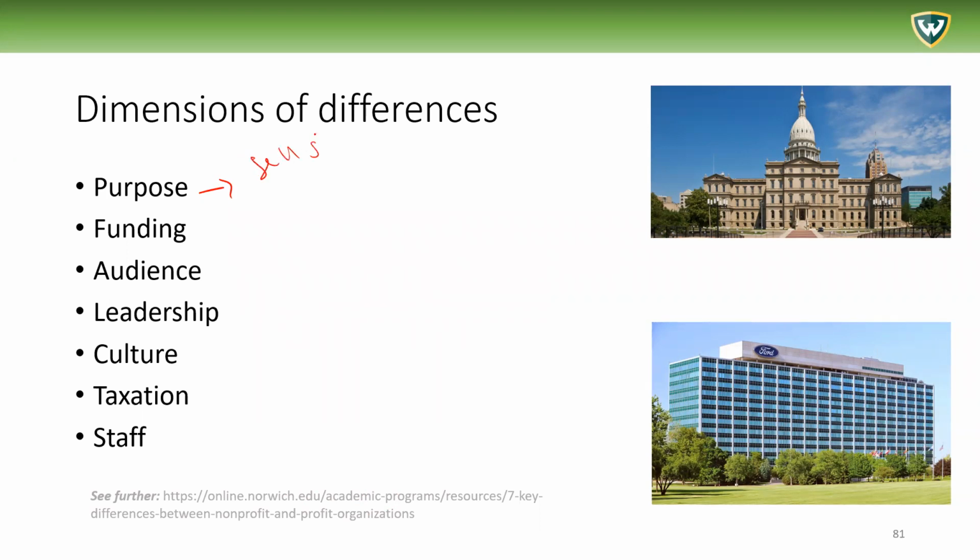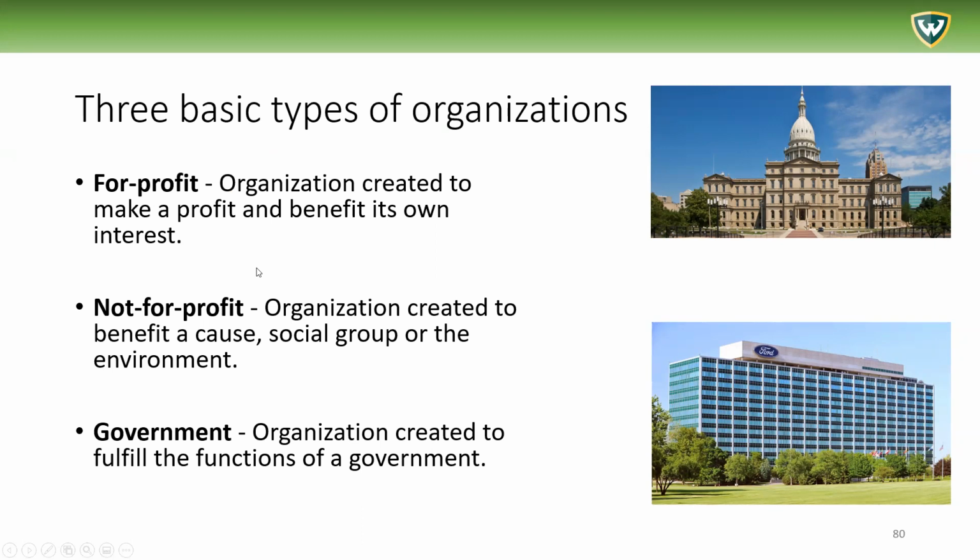so sell shoes or provide entertainment and so on. But the purpose will usually be related to the type of organization itself. So for-profit organizations are ultimately interested in making money. Not-for-profit are ultimately interested in benefiting a cause or social group, and government organizations are ultimately interested in fulfilling those necessary functions of government or providing public goods.